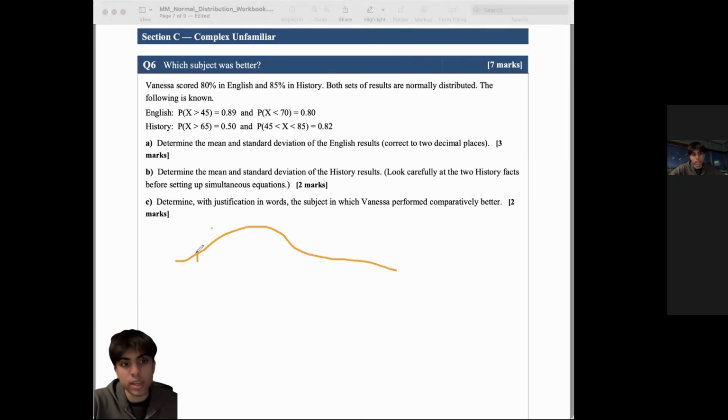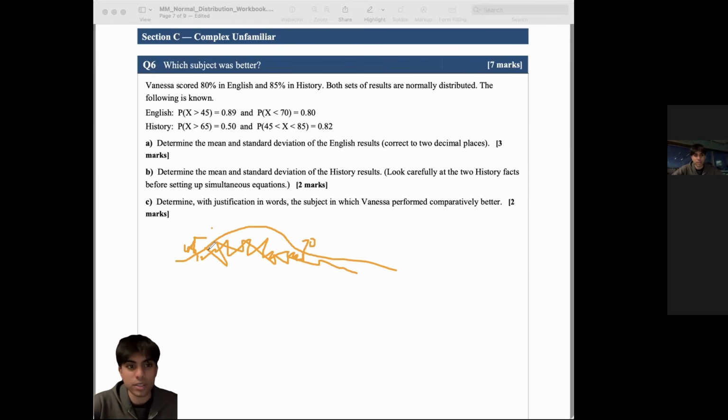So we know that the probability that x is greater than 45, so here's 45, is 0.89, and we know the probability of it being less than 70 is 0.8. So we know that this whole area is 0.8 and the opposite area is 0.89.